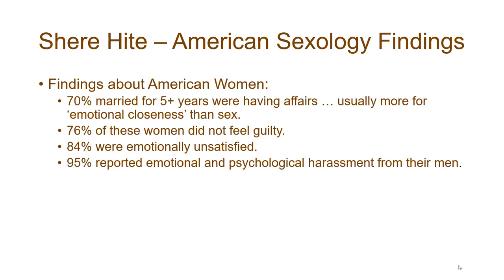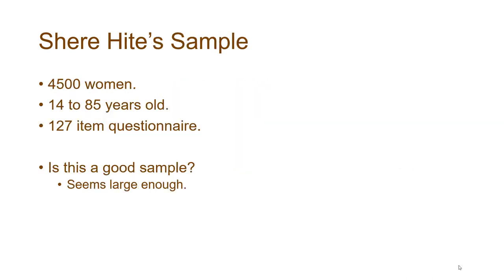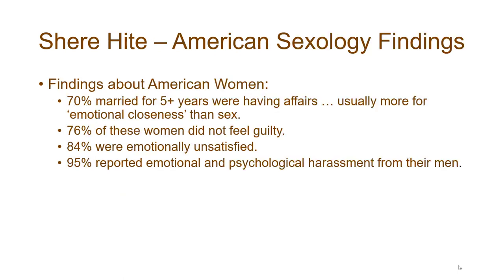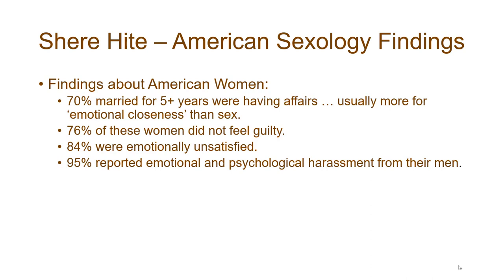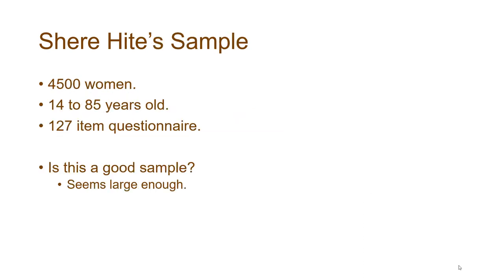So let's dig a bit deeper into Hite's study. It was 4,500 women. That's a very large sample size. They're aged from 14 to 85. I'm concerned about how many 14-year-olds have been married for 5+ years. I know underage marriage is a potential possibility in the US, but I think that's pushing it. And I'm also concerned about 85-year-olds who are having affairs. Seems a bit odd.